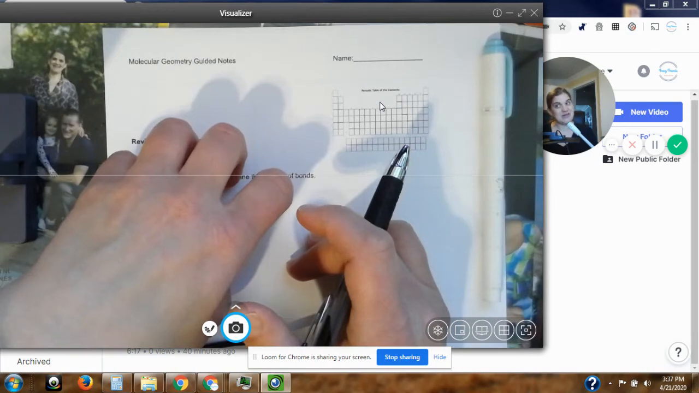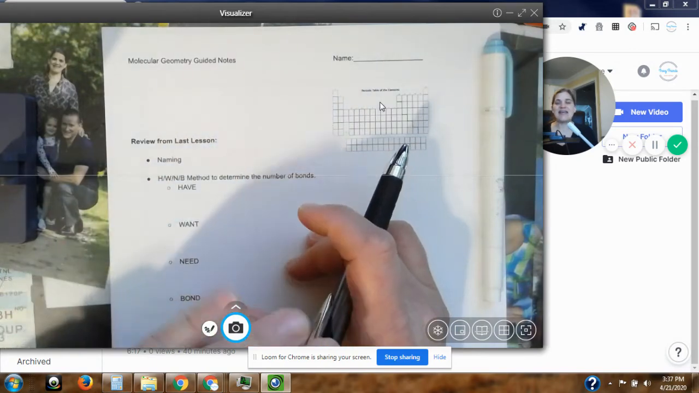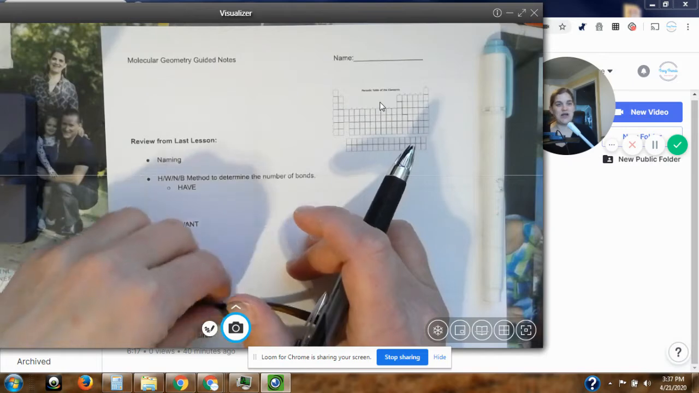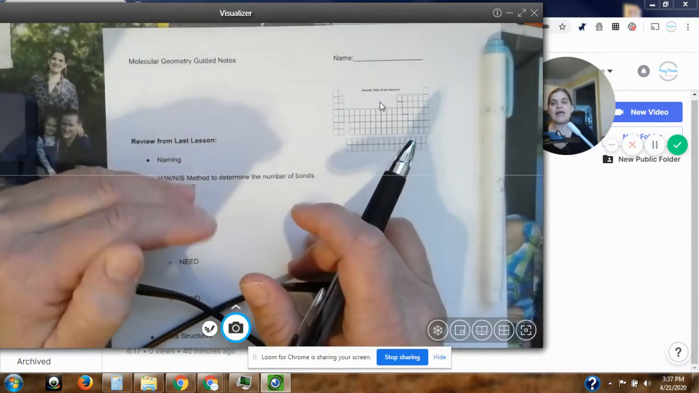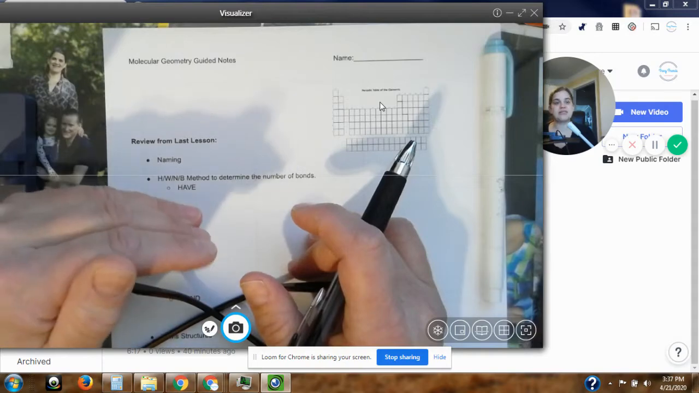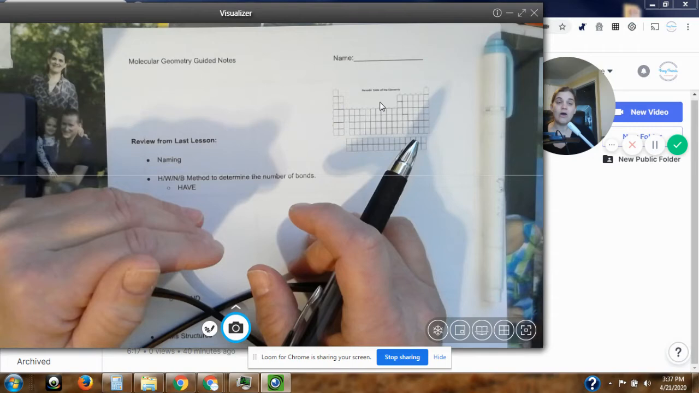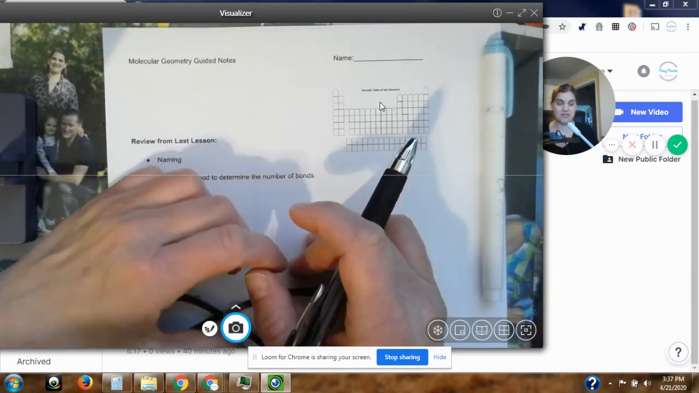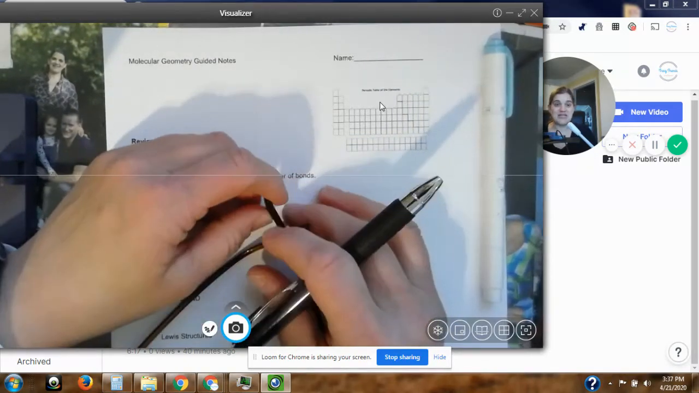I think you were with Miss Olson on Tuesday, and she showed you how to do the have, want, need, bond method and such. And today I am going to introduce molecular geometry, which will help us refine our Lewis structures and our models. And then eventually in the next couple of sessions, we're going to teach you how to apply polarity overall to molecules. This will lead us to a huge topic called intermolecular forces of attraction. Sounds scary, but it's not too bad.